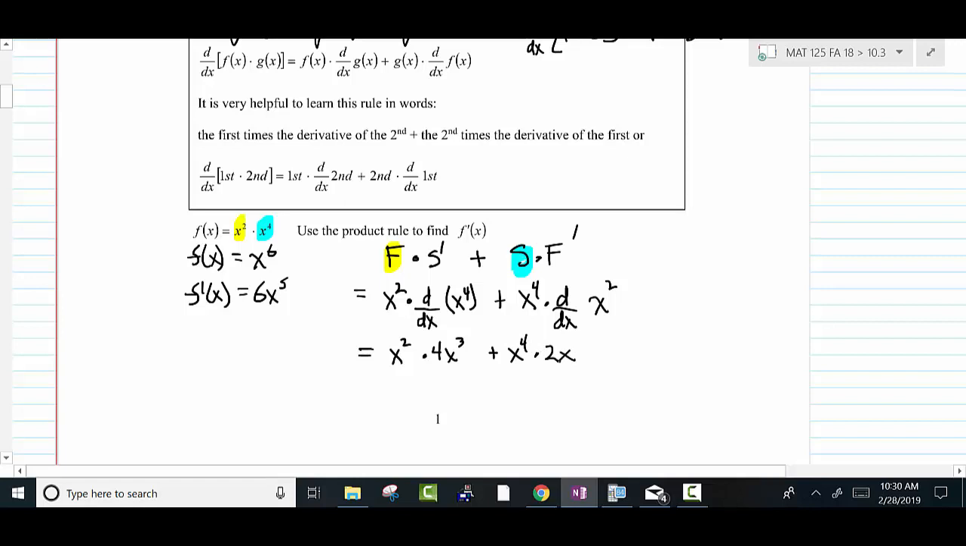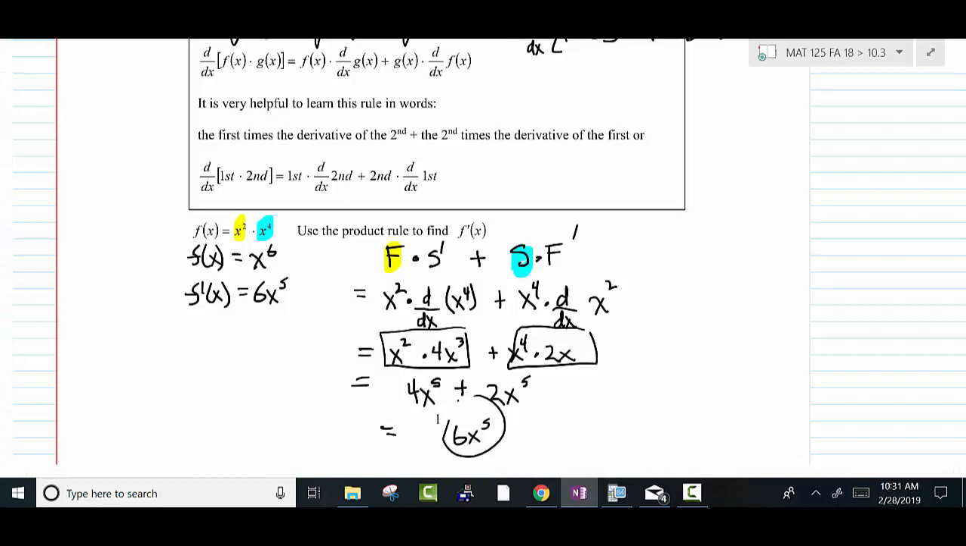Okay, that's how you start. You've got your two derivatives. So what is this part right here going to be? 4x to the 5th, right? Maybe some of the algebra is something you've got to review. That's 4x to the 5th, right? Then plus this part right here is what? 2x to the 5th. Are those like terms? Yeah, so 4 plus 2 is 6, so it does work. That's what I wanted you to try to do. It'll go through and give you the same answer.